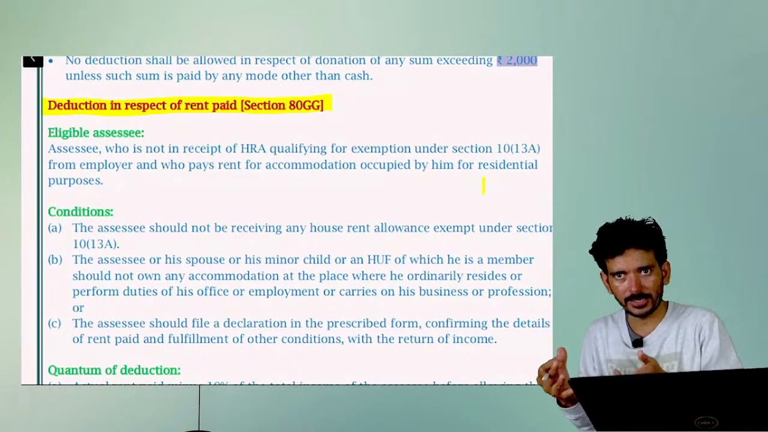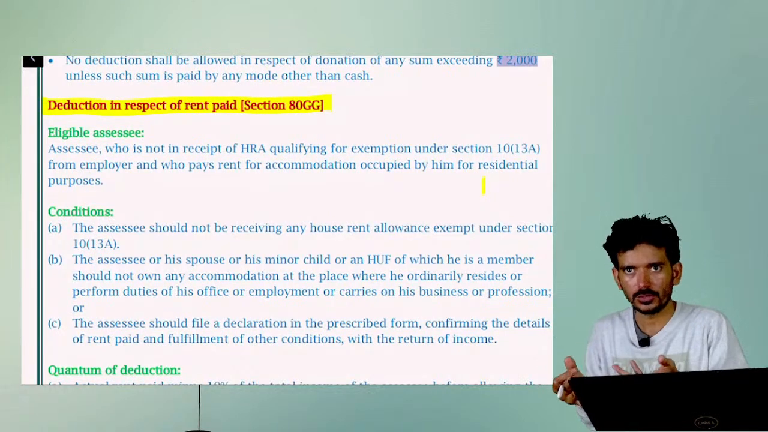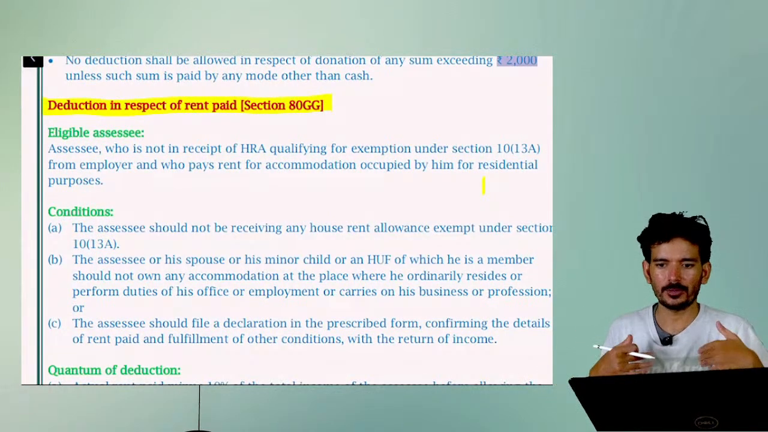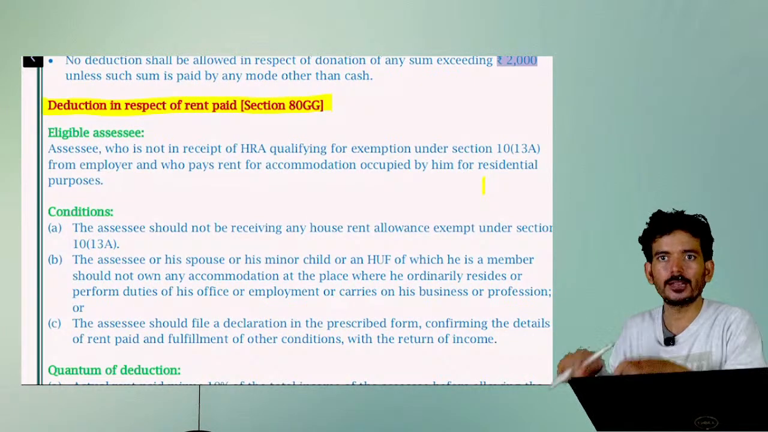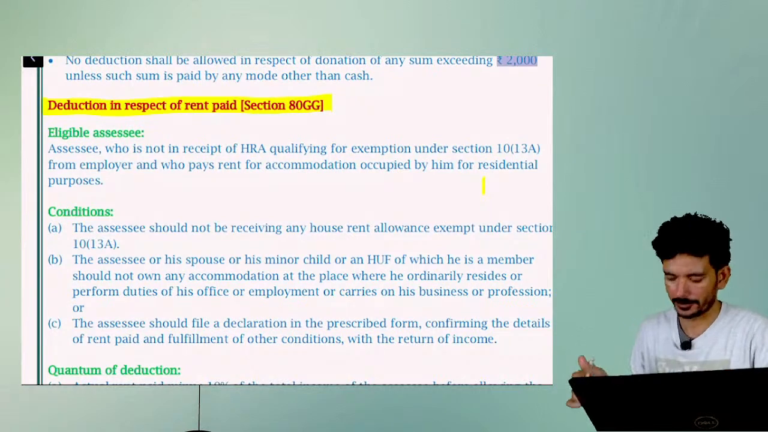You should be paying rent, that's it. It should be paid by you, and you are not getting HRA. Obviously, if I'm receiving salary, I will be claiming HRA, right? I cannot claim this section. This section is only for people who are not working.